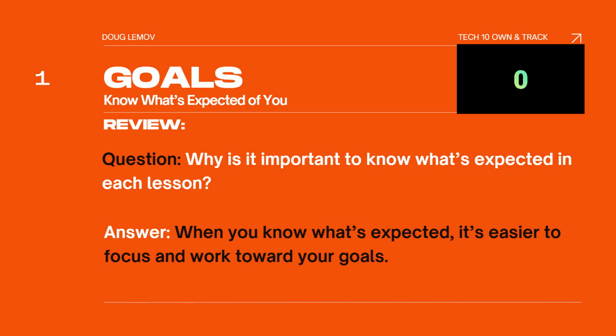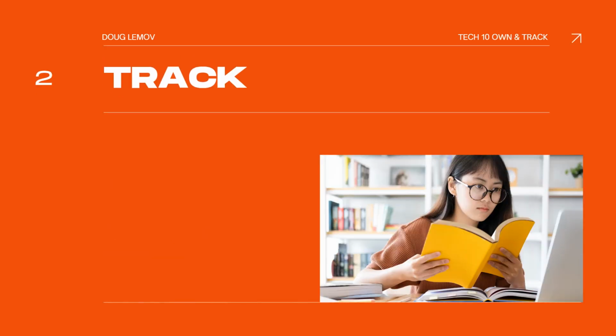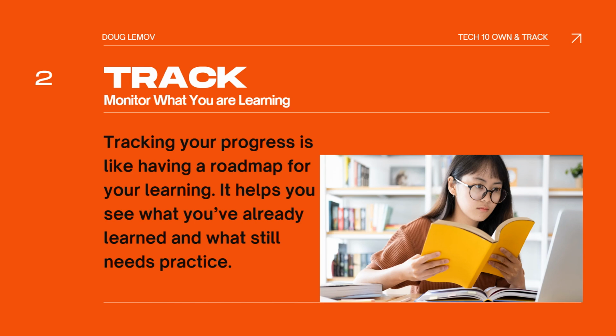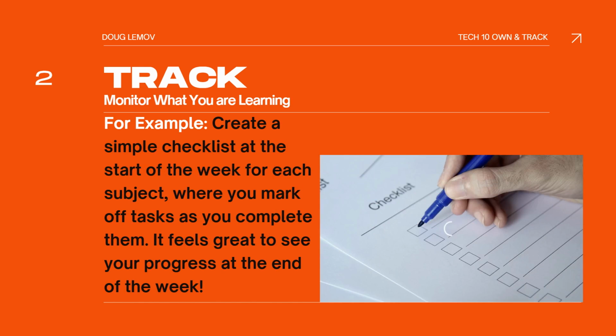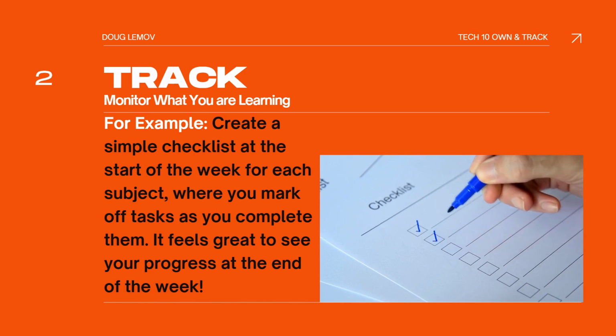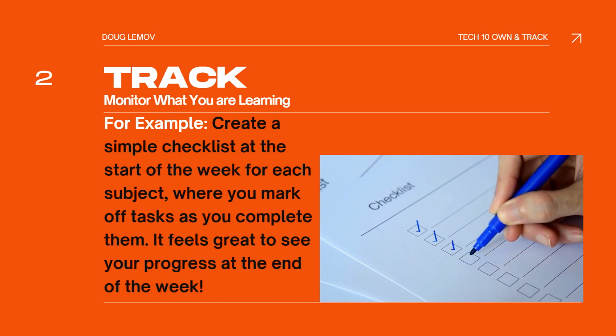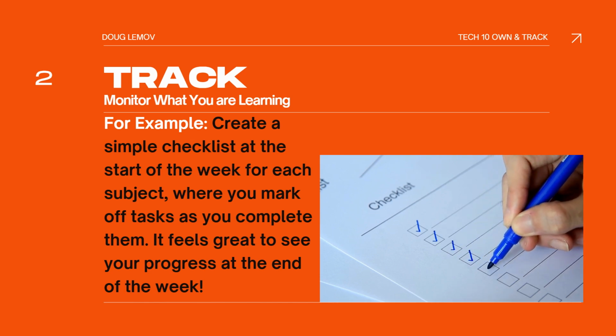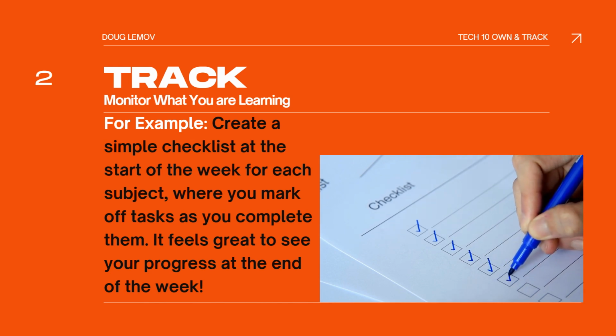Let's go to our second point. Track. What is track? Monitor what you are learning. Tracking your progress is like having a roadmap for your learning. It helps you see what you've already learned and what still needs practice. For example, create a simple checklist at the start of the week for each subject, whether it's English, writing, reading. Then mark off tasks as you complete them. It feels great to see your progress at the end of each week.